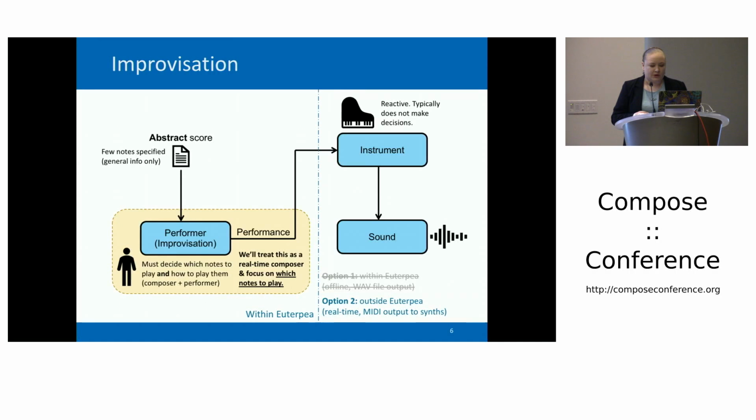Euterpea does have a way of distinguishing performance features from compositional features, and I don't really want to get into that today, so we're going to stick with the idea of an improvising musician as a real-time composer. They're creating the collection of notes that could be rendered as a score if you chose to, but they're creating that in real time so we can also pipe it out to an instrument in real time.